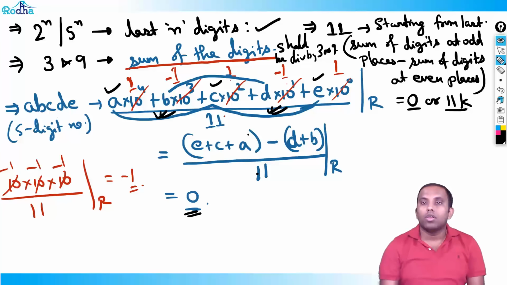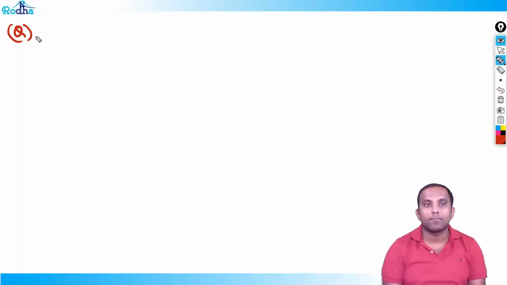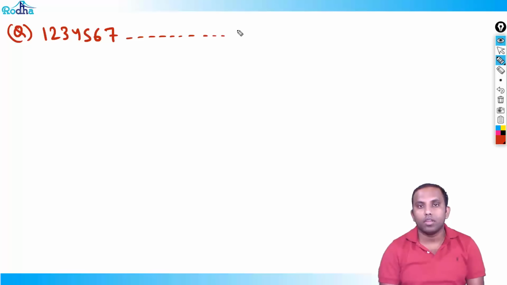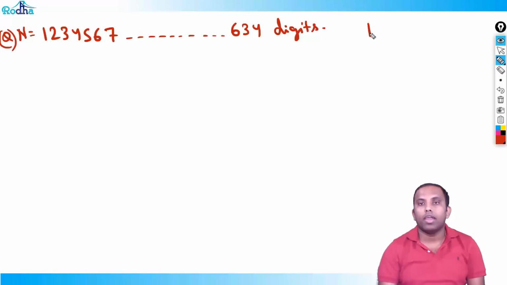Now we'll do a question. See the question: 1, 2, 3, 4, 5, 6, 7, and so on, written till 634 digits. Let it be n. So n is equal to this much. This is the question: when n is divided by 32, what is the remainder?